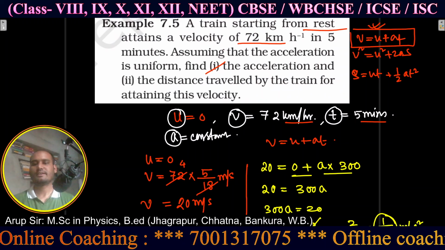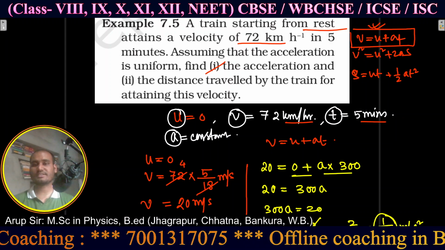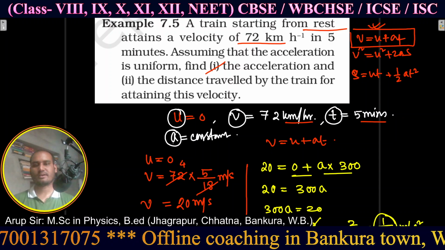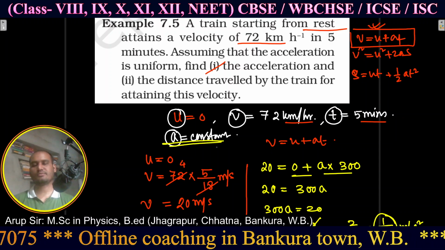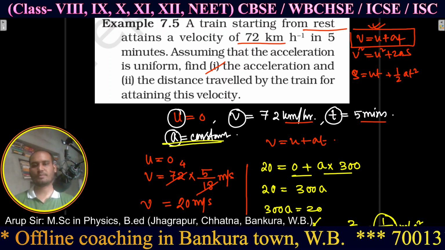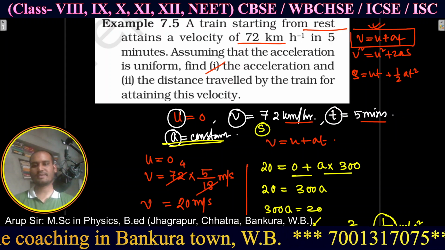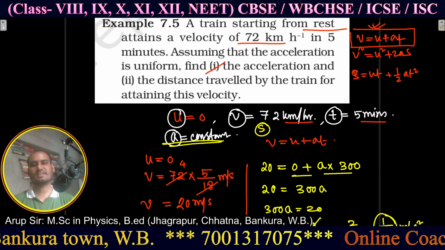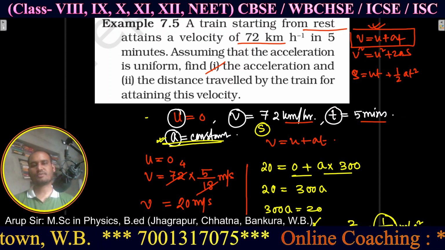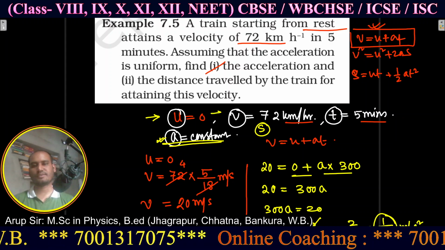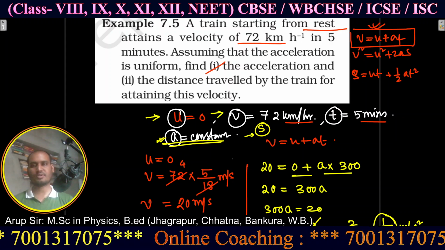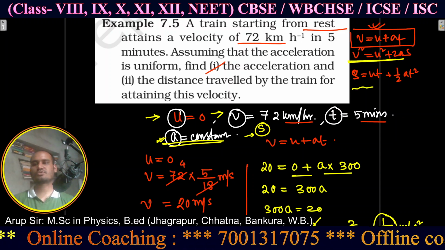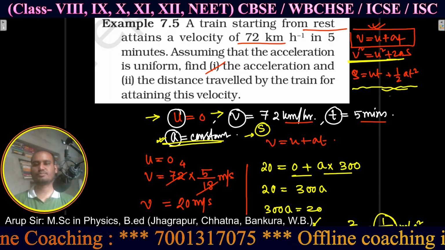Okay, next, now the distance traveled by the train for attaining this velocity. We have estimated the value of acceleration. Now we need the value of S, which means displacement. What is the relation? If A is known, then the formula relating V, U, A and S is this one. See this one. You can also put this value, no problem. You can also put this value, right?